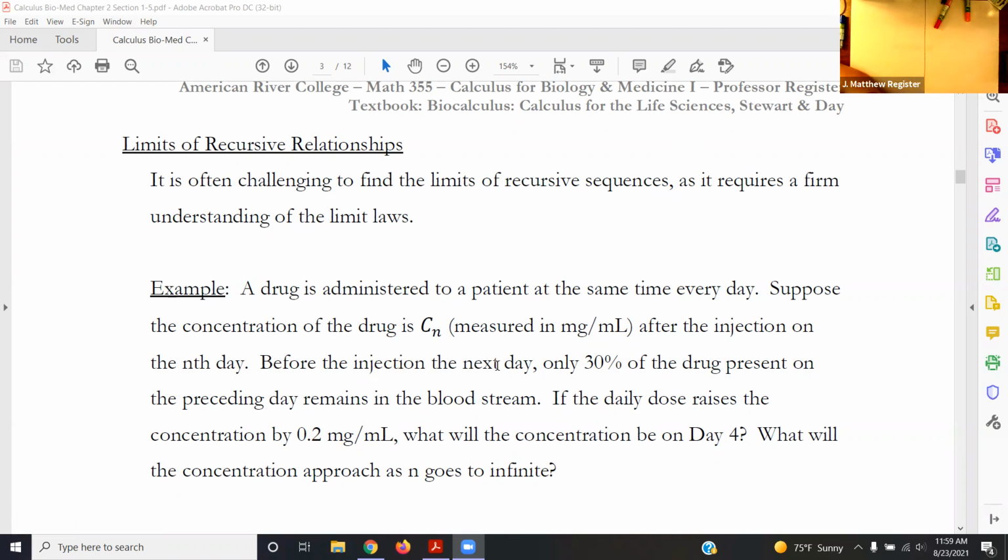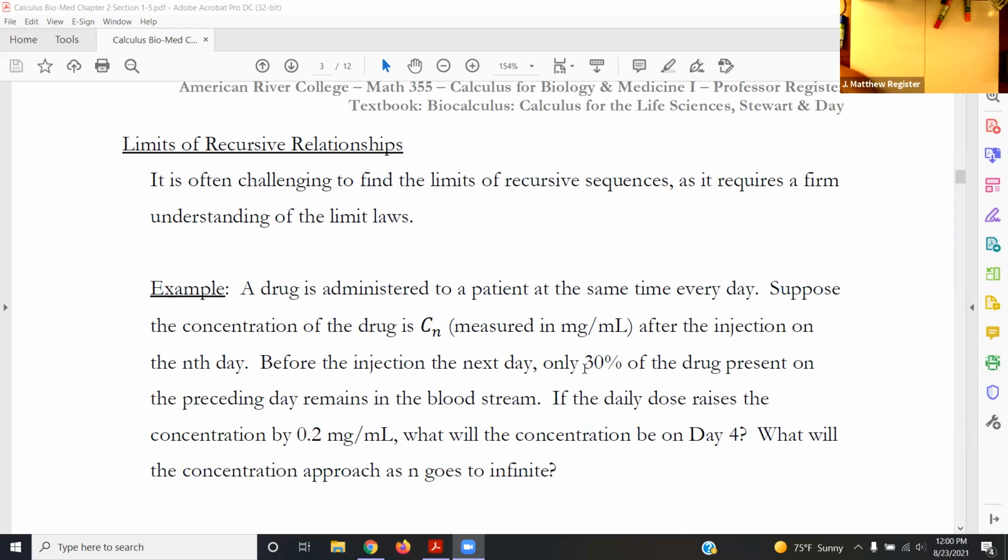A drug is administered to a patient at the same time every day. Suppose that the concentration of the drug is C sub n, measured in milligrams per milliliter, after the injection on the nth day. Before the injection the next day, only 30% of the drug present on the preceding day remains in the bloodstream. If the daily dose raises the concentration by 0.2 milligrams per milliliter, what will the concentration be on day 4? What will the concentration be as n goes to infinity? And so this is a nice one to model out and actually have the solution written right beneath it.